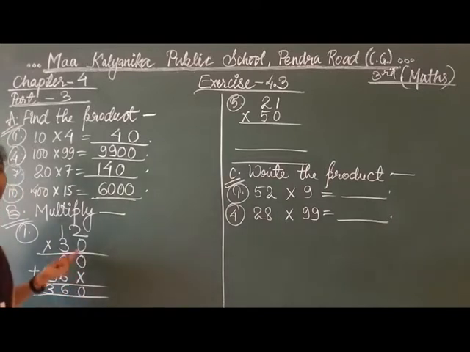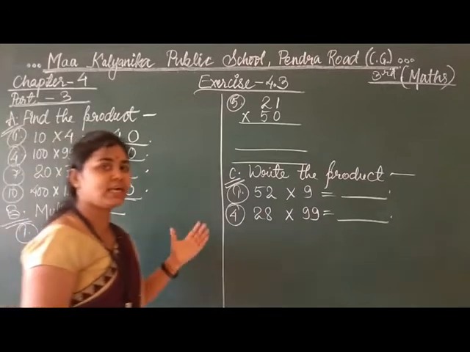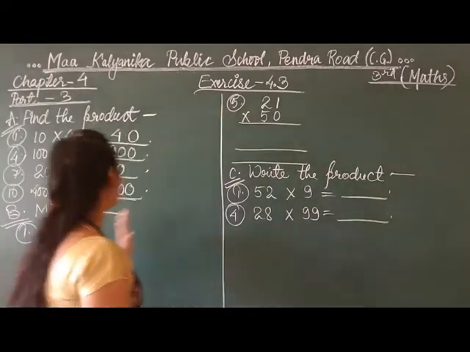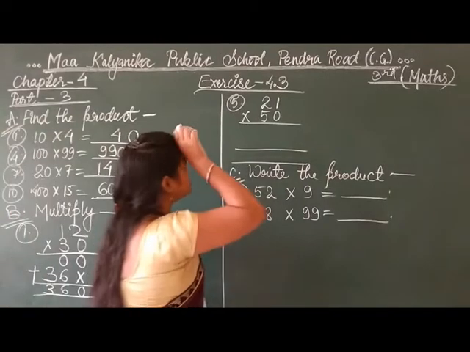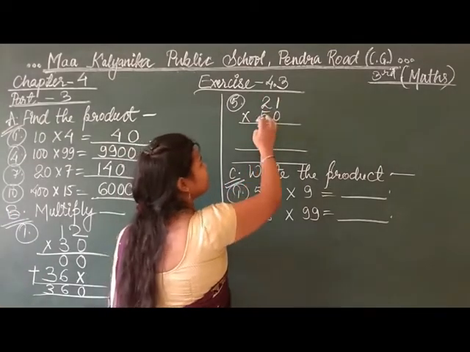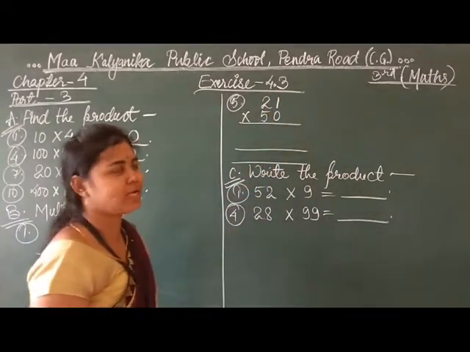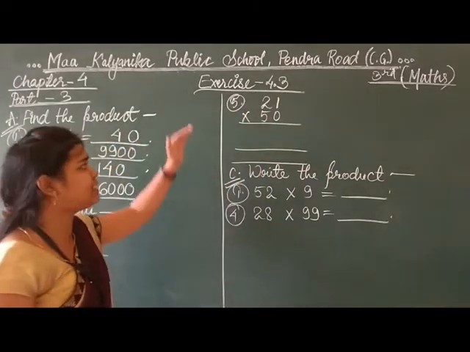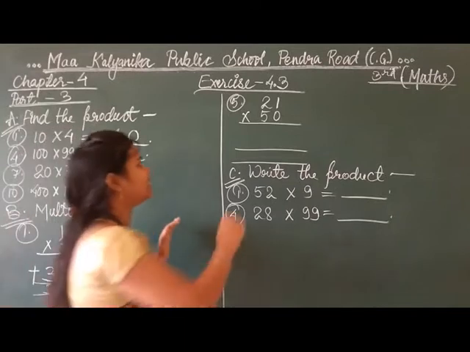So students, in this way you have to solve. See carefully to find the answer. Once again, question number 5 I am doing here. 1 I had done. Okay, so moving to question number 5. So 21 multiplied by 50. Or even you can change the order, but here the question is given directly. You should not directly find the answer.